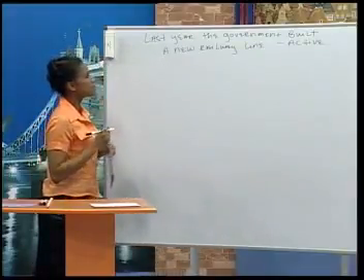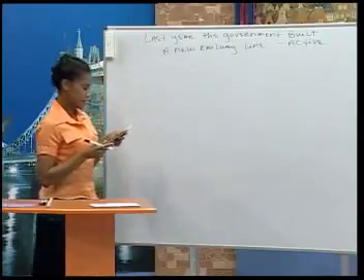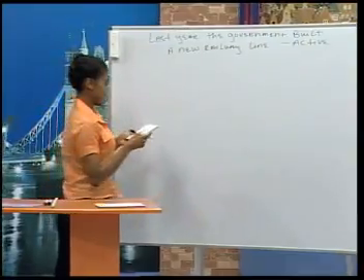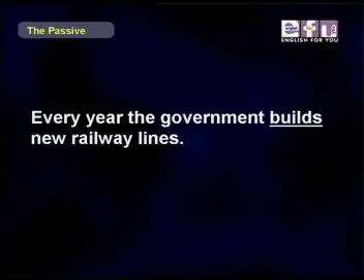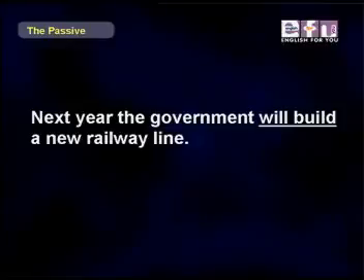Okay, is it about the past, the present, or the future, Sylvia? It is a past sentence. Exactly. Could you write a present sentence, Sylvia? Okay. Every year, the government builds new railway lines. Good. And how about a future one, Linda? Next year, the government will build a new railway line.